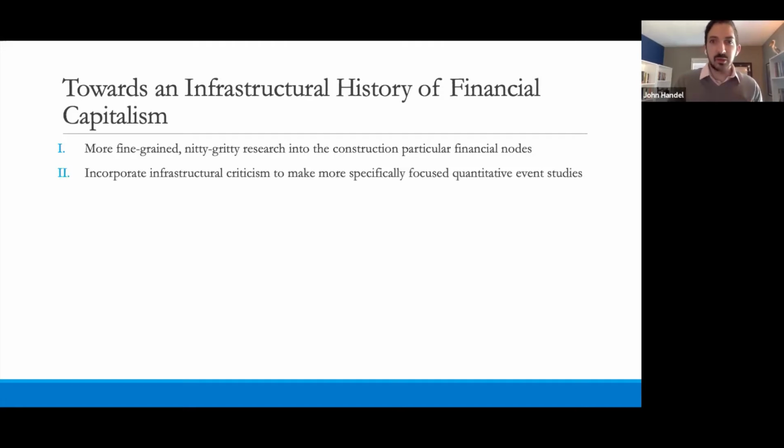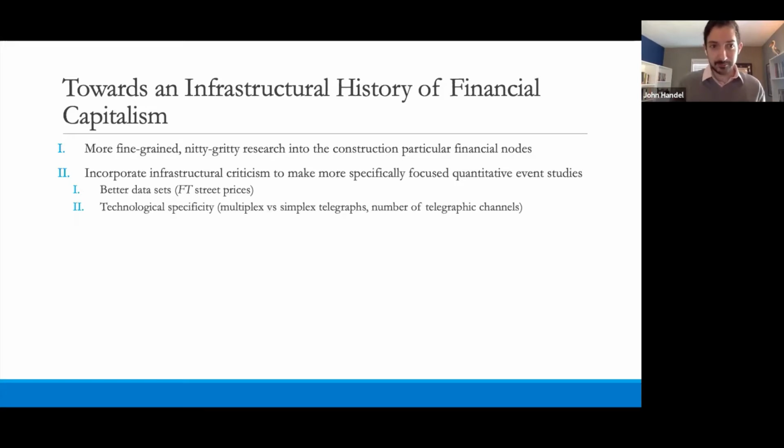The second is that I think we need to incorporate this kind of infrastructural criticism into quantitative event studies. Rather than just doing these abstract studies about the introduction of the telegraph that look at volume of messages and closing prices, I think we can drill down more specifically. What I used when I was reconstructing some of this is that the Financial Times has street prices for a lot of this period, which look at the fine-grained movements of securities that were arbitraged between New York and London, as opposed to just the closing prices, which is not really a good indication of what was happening.